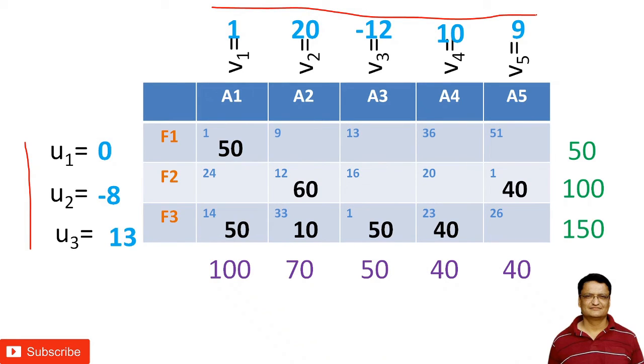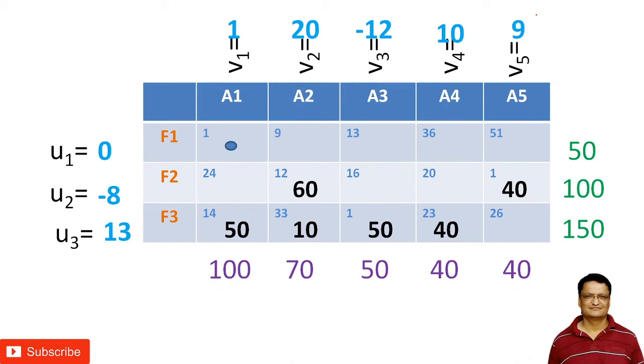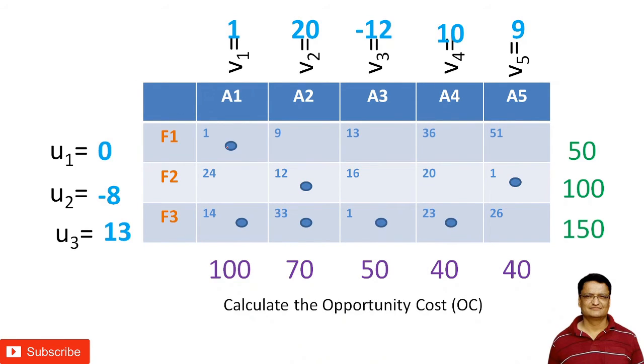Now moving to the next point. For the sake of our convenience, I will remove the allocation. So I was having allocation over here. I will remove this allocation and put a dot over here, right? So this is for our convenience. I'm putting a dot over here to avoid further confusion.